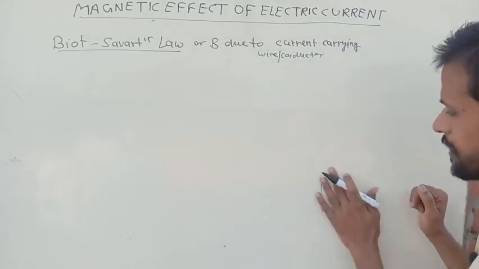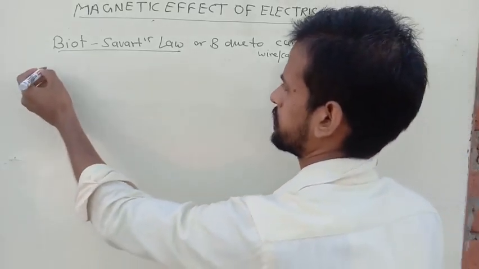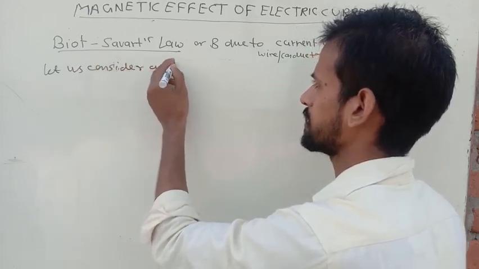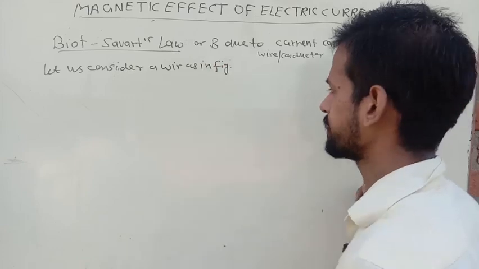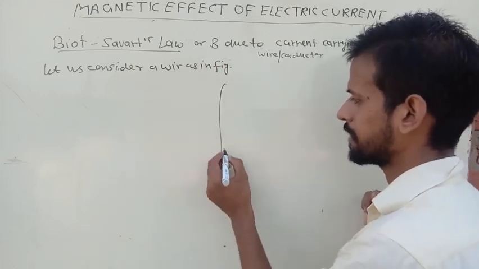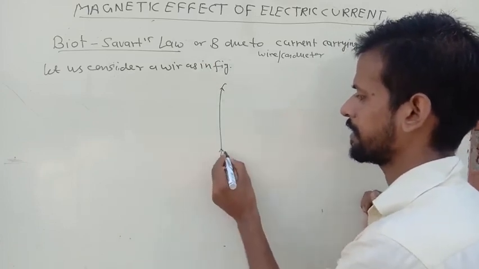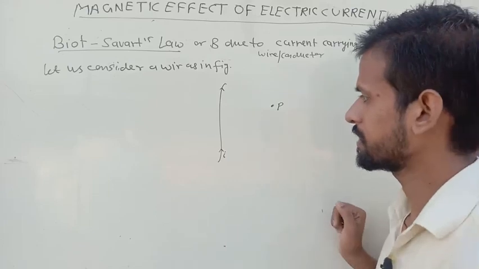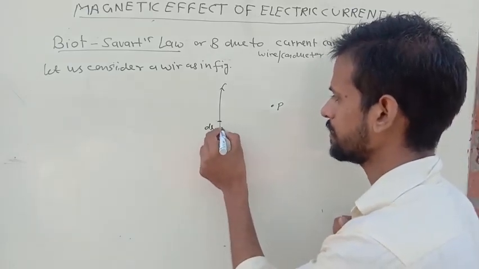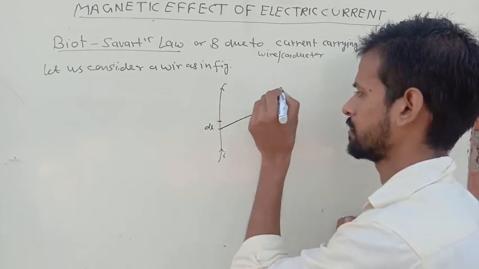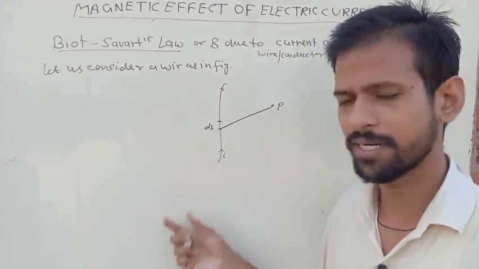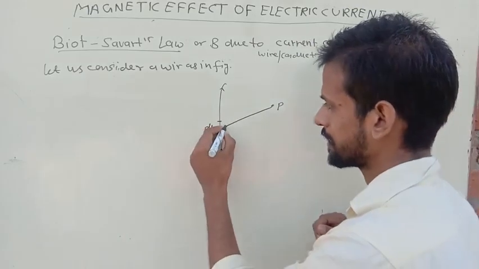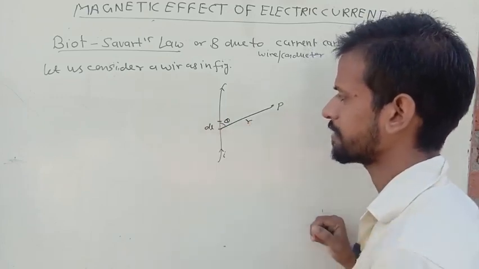So first of all, let us consider a wire as in the figure, like this, and the current I is flowing in this direction. We have to calculate the magnetic field intensity at this point P. So we take a small element, that is dl, and for this element we calculate the magnetic field intensity at this point, and after that we integrate this, then this is for the whole wire. Now let the angle between dl and r be theta.